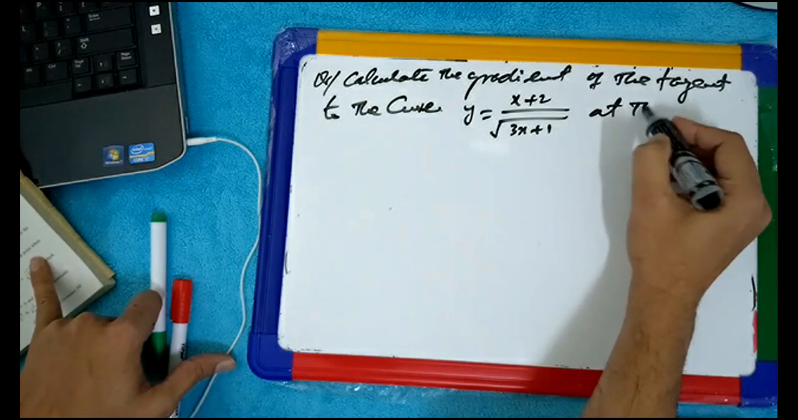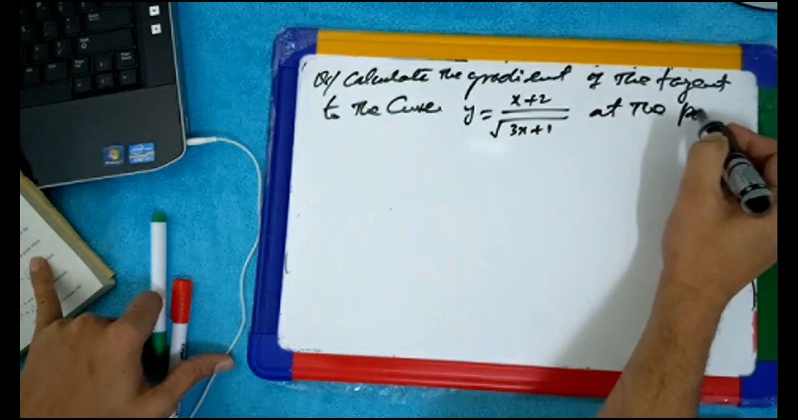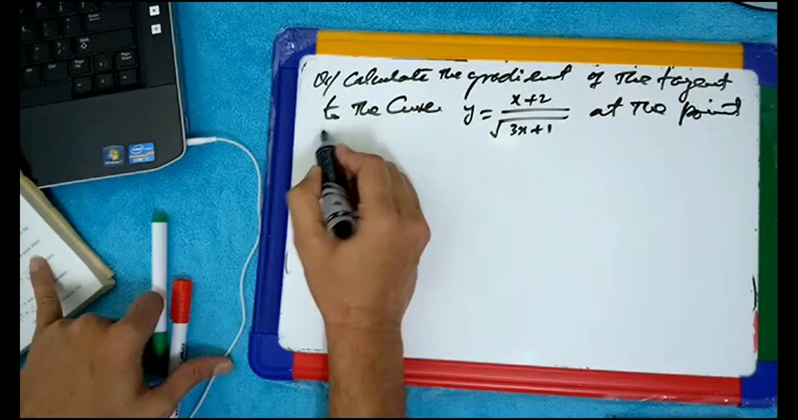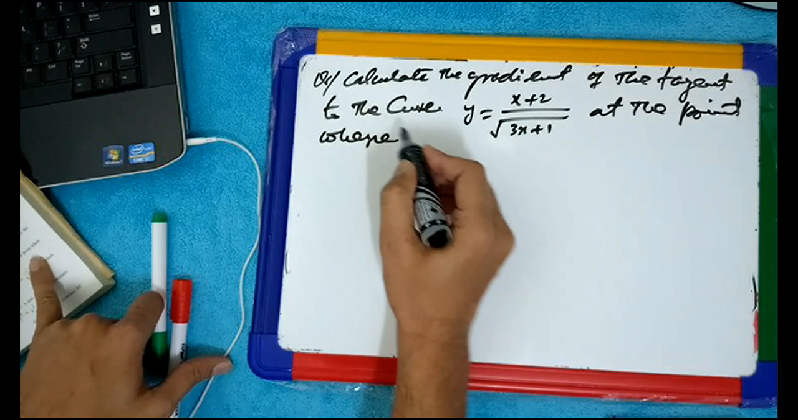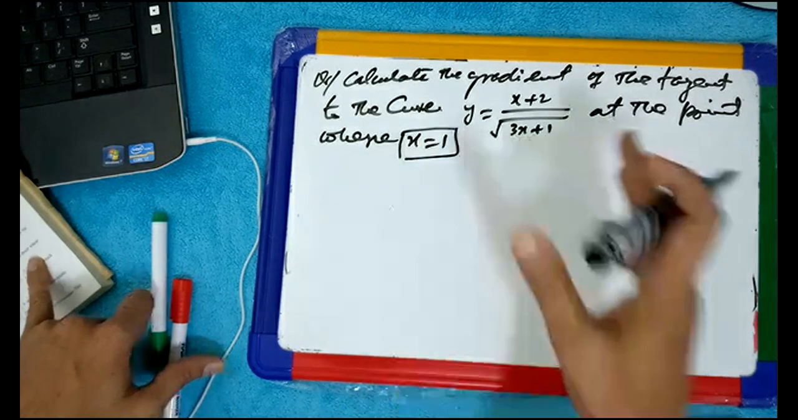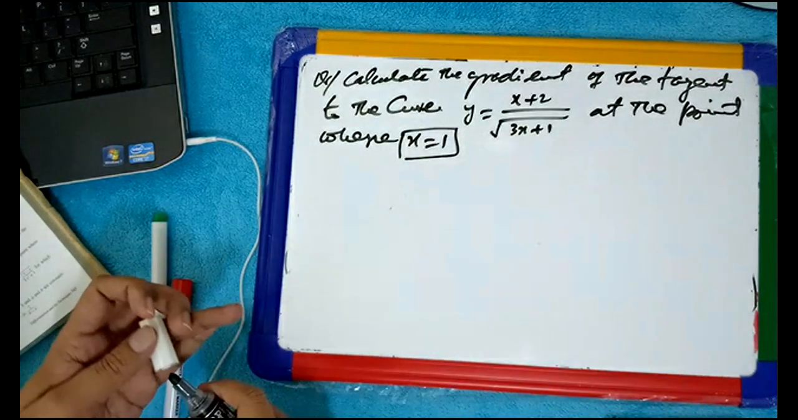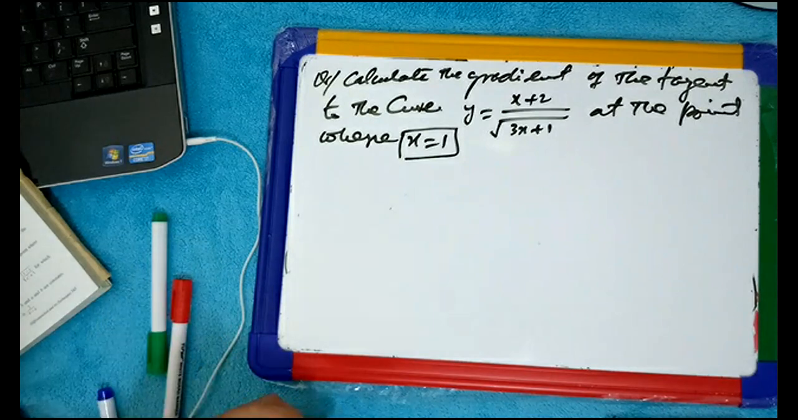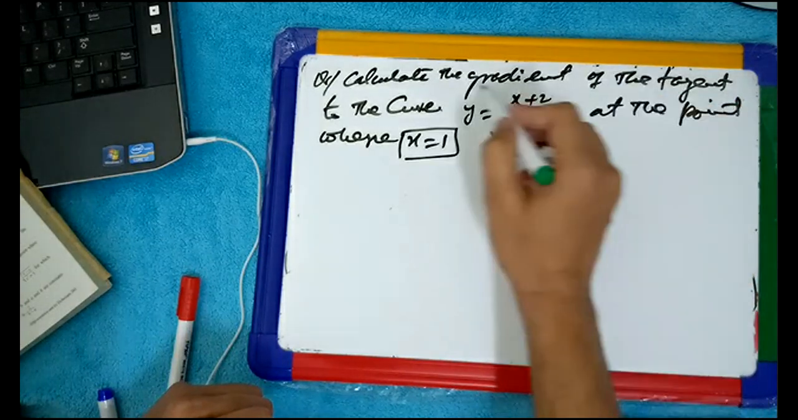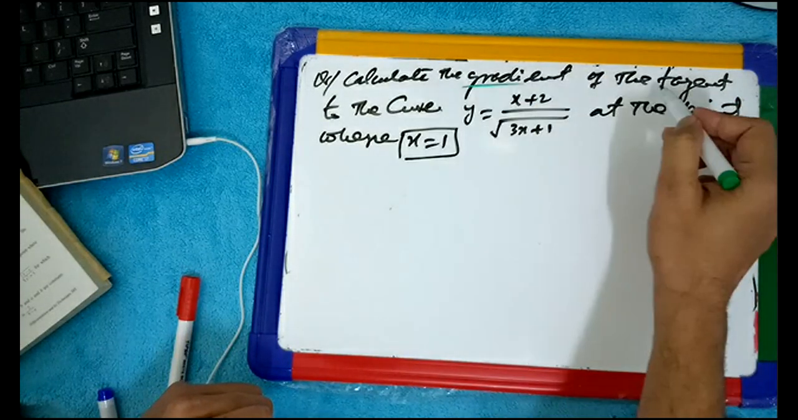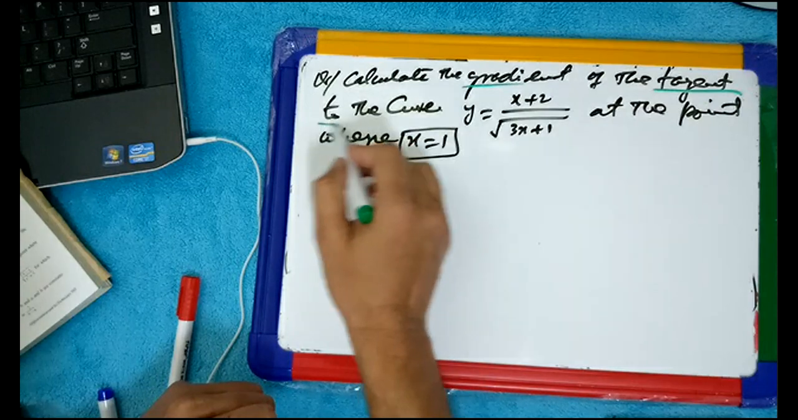This kind of question will come, where x is equal to 1. It means at x equal to 1, you have to find the tangent. Tangent means gradient, right? Remember it always. When they say the gradient of the tangent to the curve, it means you have to differentiate first.